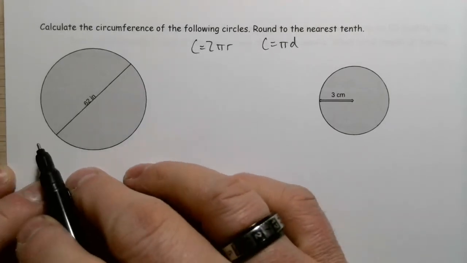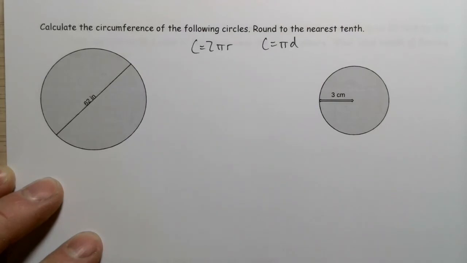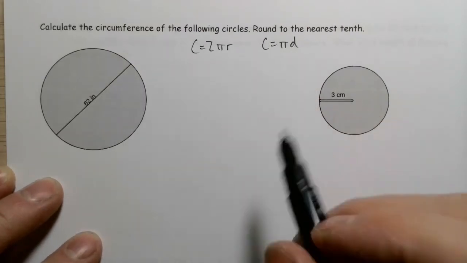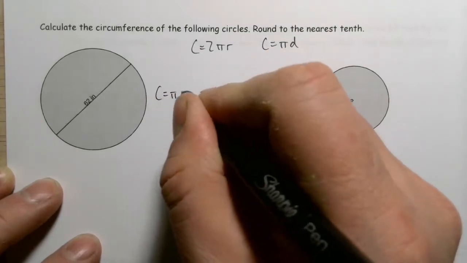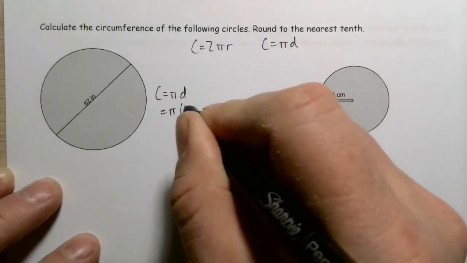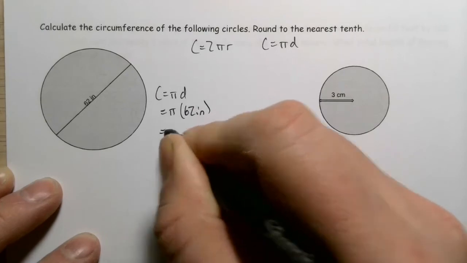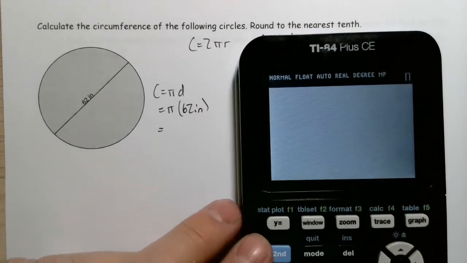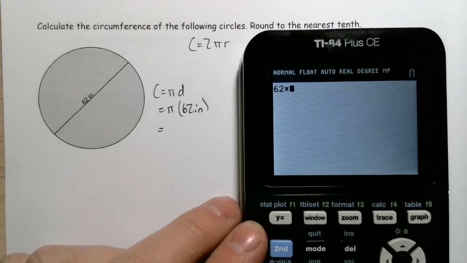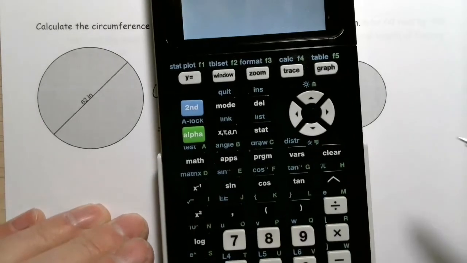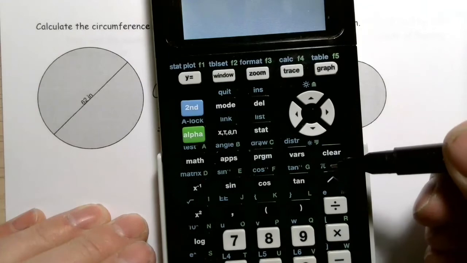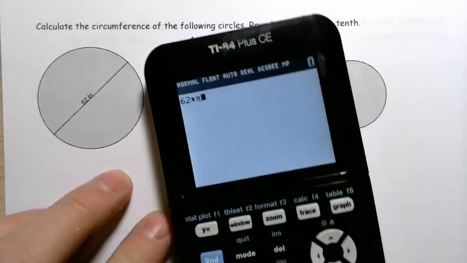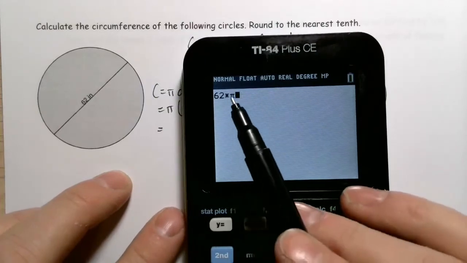Okay. In this case, I'm given the diameter, so maybe what I want to do here is use the formula that uses the diameter. So my circumference here would be pi times diameter, pi times 62 inches. Now, when you do this, we're going to go to the calculator here. I encourage you to use the pi button, 62 times, and then for my calculator right here, pi is right there. So I would press second, and I'd press that button to get the pi symbol.